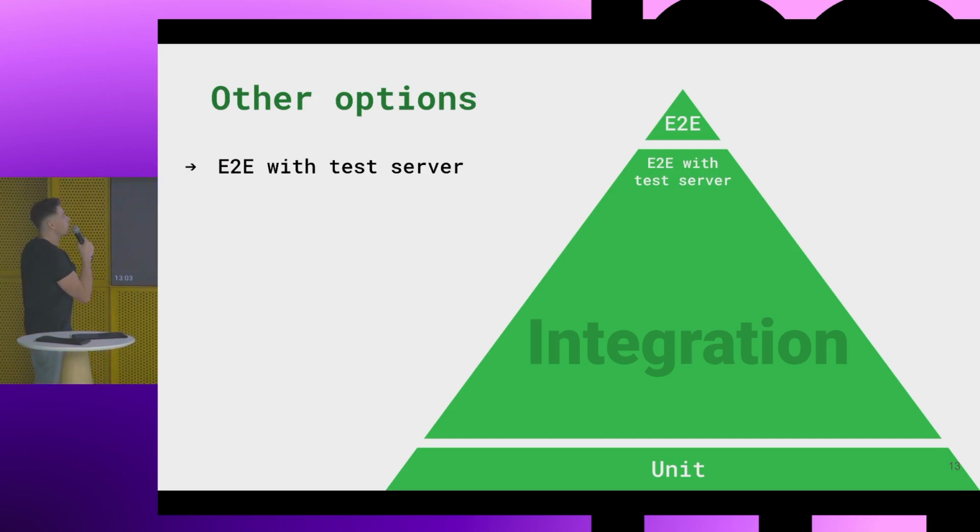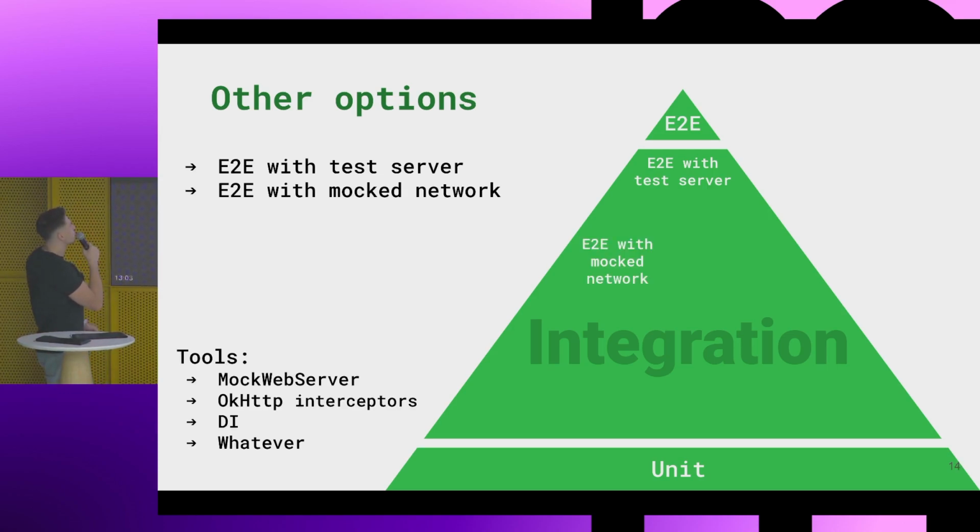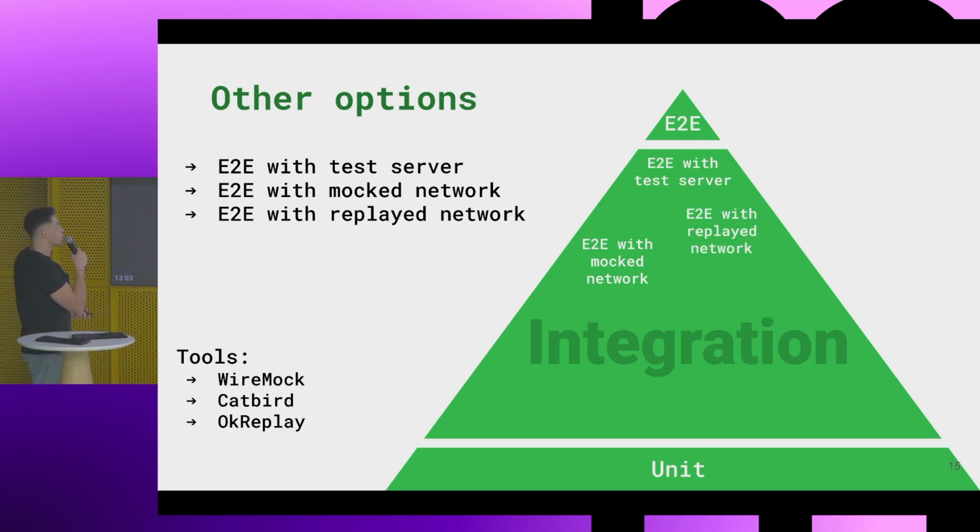So what other options can we have here? We can replace our real server with a test server, but it still has to be maintained. Also, we can not access the real network and mock it instead. This one can be tricky, depending on your architecture. And if you have a lot of requests going on, you may face mock maintenance hell. We could automate this. We can use something like a proxy server, which will act like a man in the middle and work in two modes, recording your real server requests and replaying them.